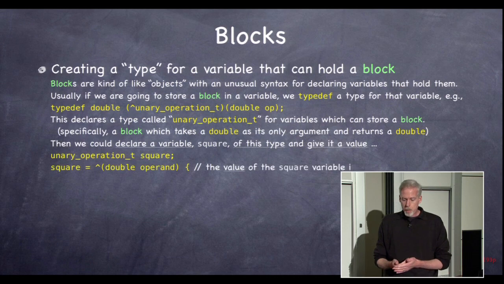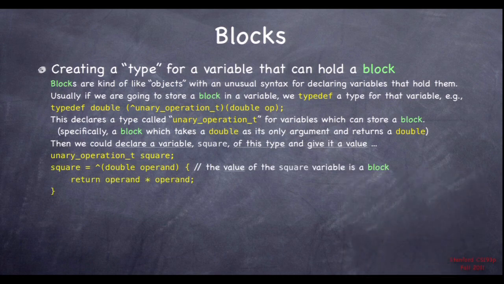Now that we have this type, we can declare a variable of that type called square. See, I say unary_operation_t square. That's just like saying CGFloat f or something like that. And then I can assign that square a value by saying square = ^(double operand) { return whatever; }. Okay? So I'm assigning a value to square. It's getting a value. The value is a block of code.